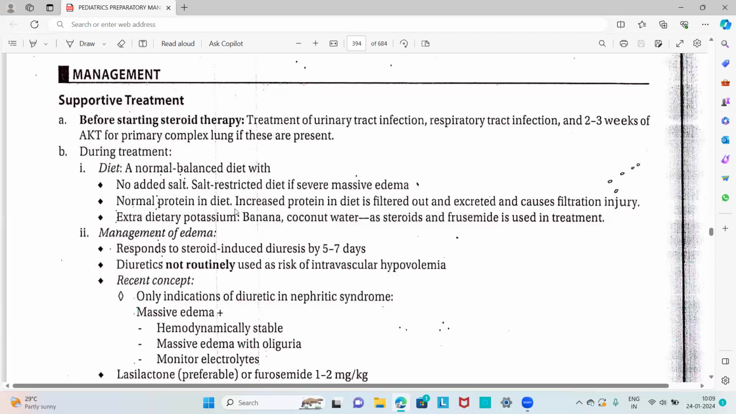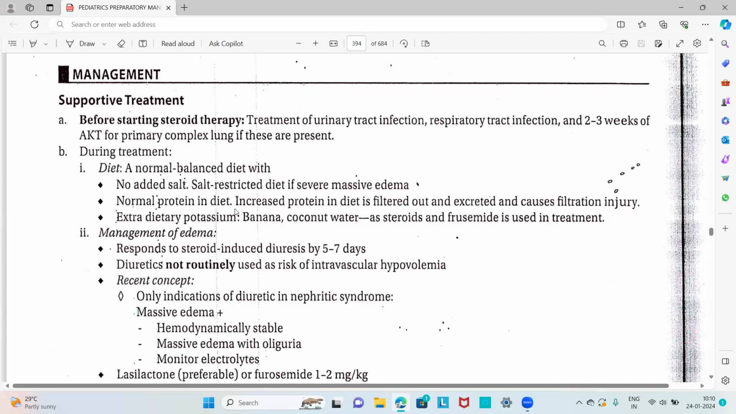During treatment, we have to advise a normal balanced diet with no added salt, and a salt-restricted diet if severe massive edema is there. Give normal protein in the diet, since increased protein is filtered out and excreted and causes filtration injury. Also advise extra dietary potassium, like banana and coconut water, as steroids and furosemide are used in the treatment.